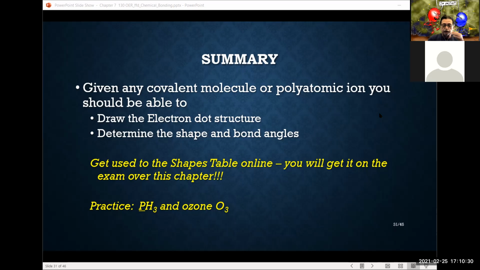So you might want to try for fun, practice is this formula, PH3. The phosphorus is the central atom. And you might try ozone. Here's, for example, the formula for ozone. Ozone has 3 atoms of oxygen, all bonded.